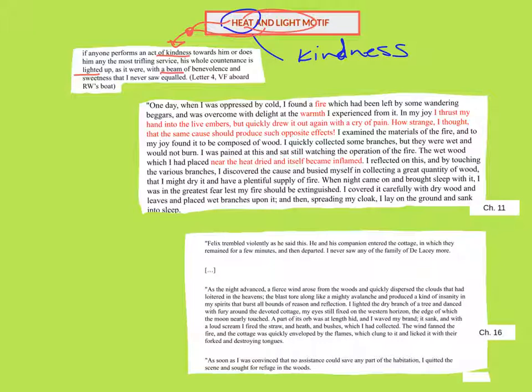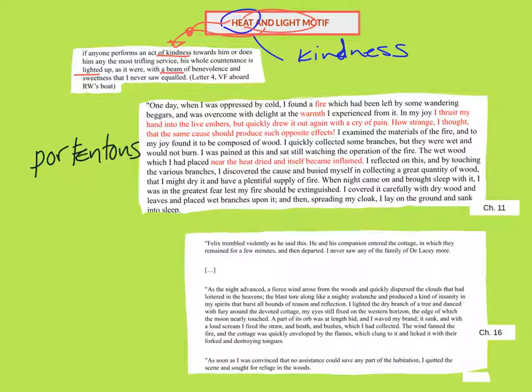Speaking of whom, this is a brilliant moment here where the creature discovers fire. But how symbolic is this, and how sort of portentous is it in terms of what it means for the creature and his later character journey? So he discovers fire that someone had left.